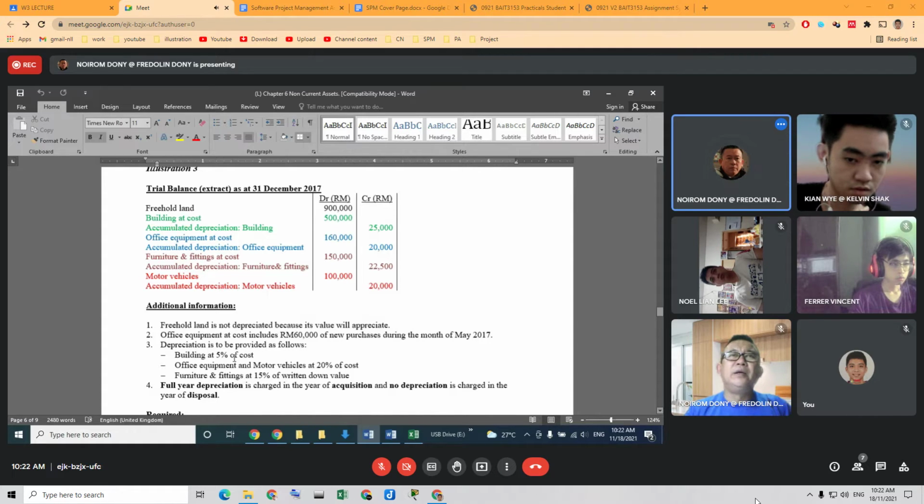So meaning when we calculate the depreciation, 5% like building, we have 500,000. So 5% of 500,000, 0.05 times 500,000. So you will have 25,000 every year. Now, next one, office equipment and motor vehicle at 20% of cost. Again, this is the straight line method. I know this is the straight line method, office equipment and motor vehicles.